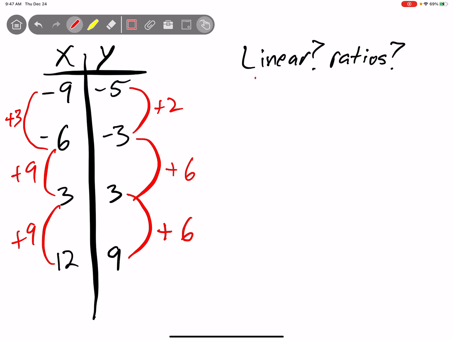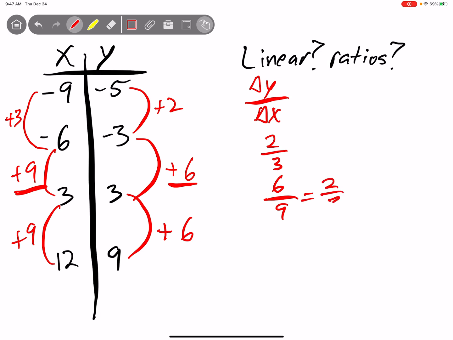Okay? So, change in y over the change in x. How does y change? How does x change? Let's look at the first one. Y changed by 2. X changed by 3. I can't reduce that. I'm going to leave it as 2/3. In the second set, I had 6 and 9. That reduces by 3 to 2/3. Oh, look, they match. And the second one is also 6/9. So that also gives me 2/3. So is it linear? Yes.